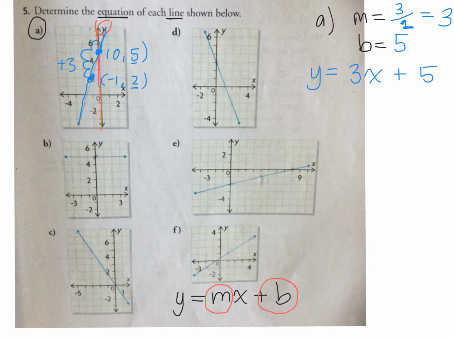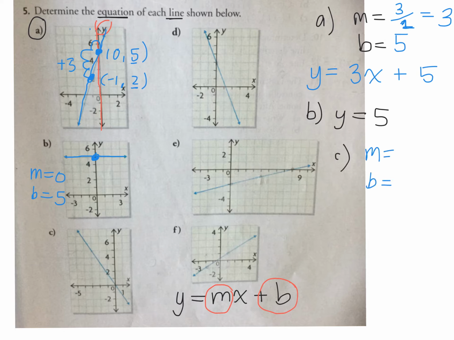Looking at B, what type of line is B? A horizontal line. What's the slope of a horizontal line? 0. Okay. What's the y-intercept of this line? Where does it intercept? So how would I write that equation, Frank? Y equals 5. Yes. Do I need to write y equals 0x plus 5? No, because 0 times x is 0. 0 times anything is 0. So the equation of that is y equals 5.